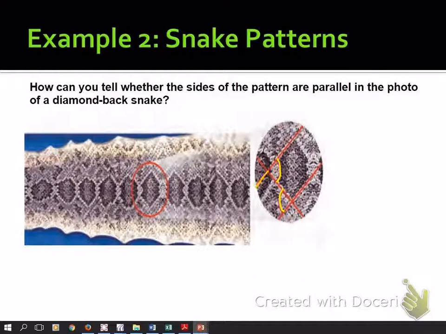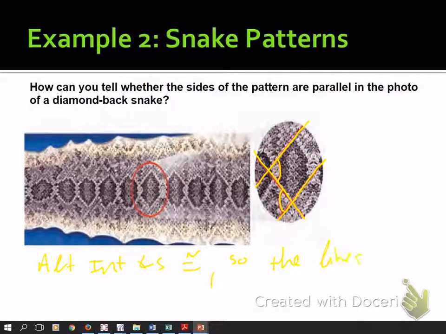Now, here's one side of that pattern, and here's the other one, right, extended with these two lines. And then here's our transversal, right? So, in order for us to know that the sides of that pattern are parallel, we would talk about, well, the alternate interior angles are congruent, right?